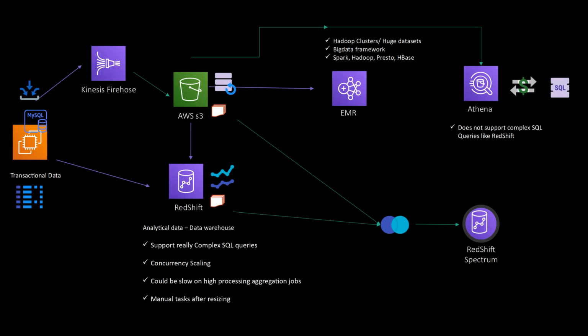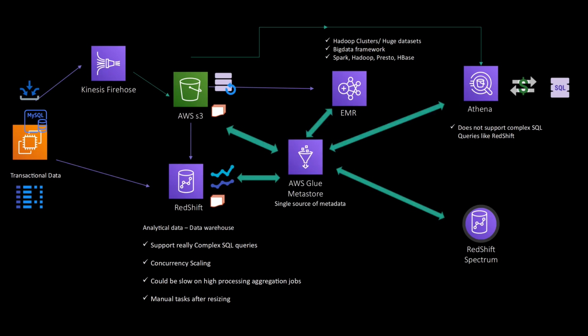And let's just say at some point you're querying from all these services, from Athena, from EMR, and from Redshift Spectrum, and they have separate schema structures. You can use the AWS Glue Metastore, something that we discussed before, to share the same schema across all the different tables. So you will not have to maintain multiple tables and databases for schema, but only one that will be maintained in AWS Glue.